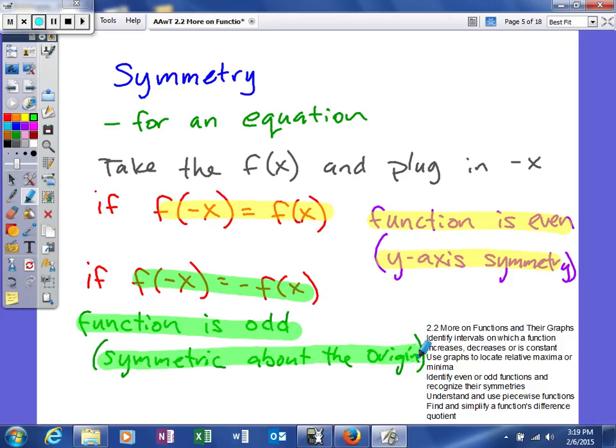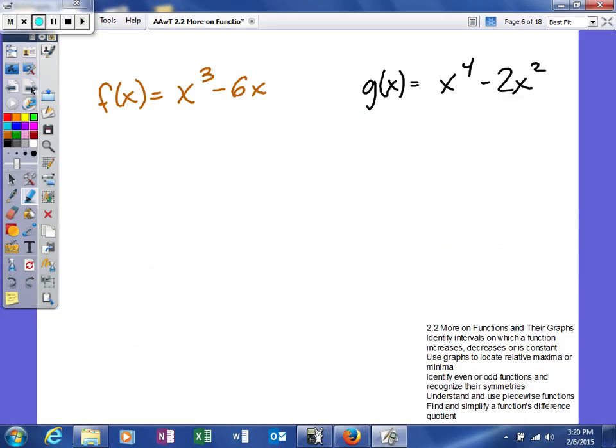So symmetry is very important for us because it's going to allow us to graph more effectively later on, because with symmetry, if you find one point, there should be some other point along your graph that corresponds to that point also. So keep that in mind, but the test is the same: we're going to plug negative x into our function. If it's the same as the original, it's even, symmetric about the y-axis. If it's the opposite, it's odd, symmetric about the origin. So let's look at a couple examples.